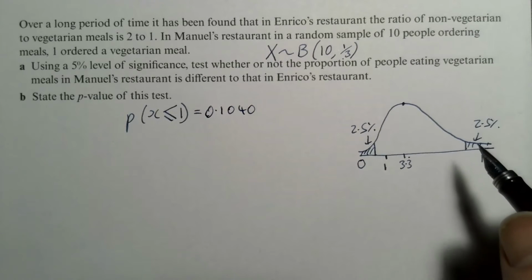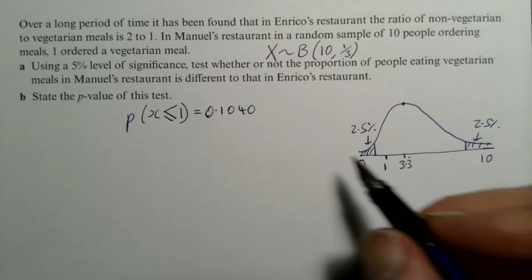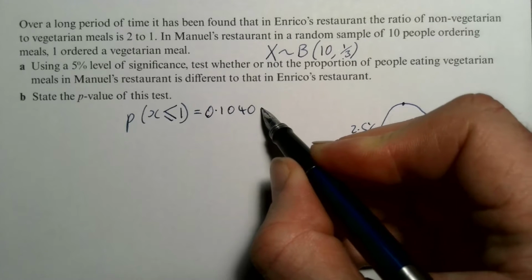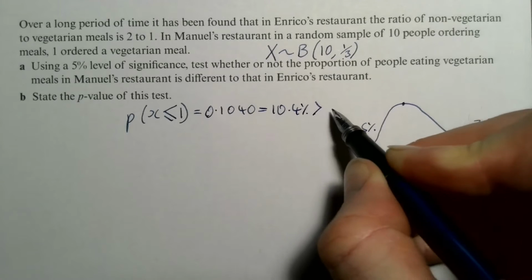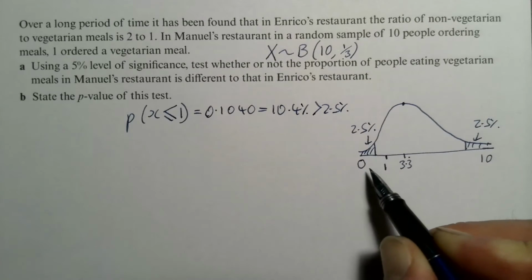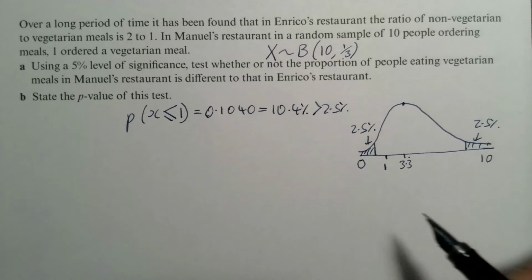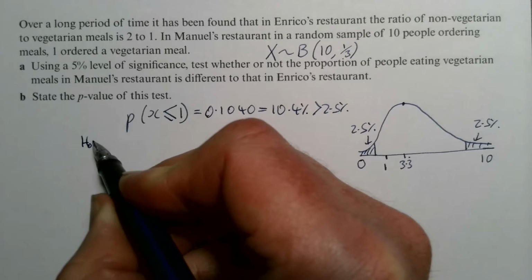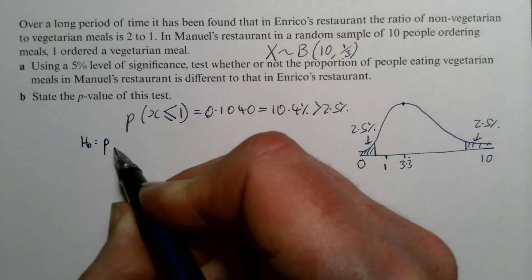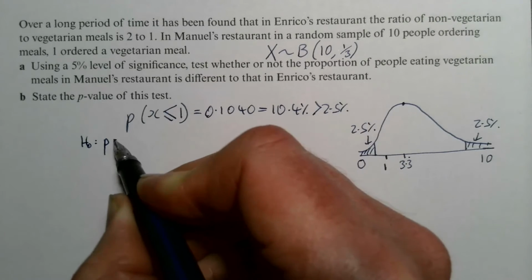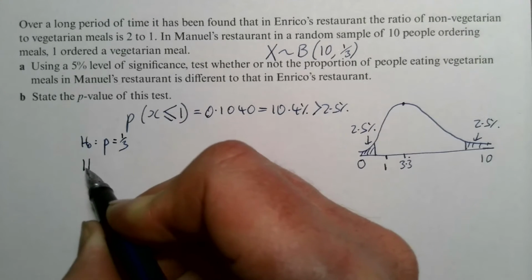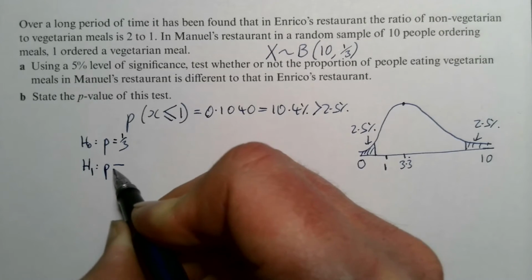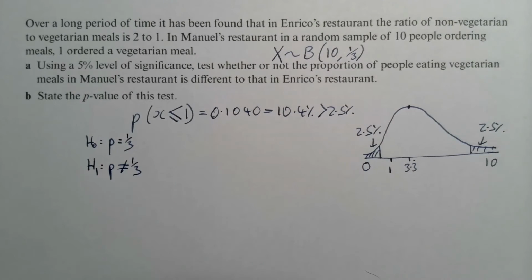Now that is more than 2.5%, isn't it? That is equal to 10.4%, which is more than 2.5%. So for me to reject my null hypothesis, that's not what's going to happen. Oh, I forgot to do a null hypothesis, didn't I? So just a quick reminder, the null hypothesis would be that the probability is equal to 1/3, and the alternative hypothesis would be that the probability is not 1/3.